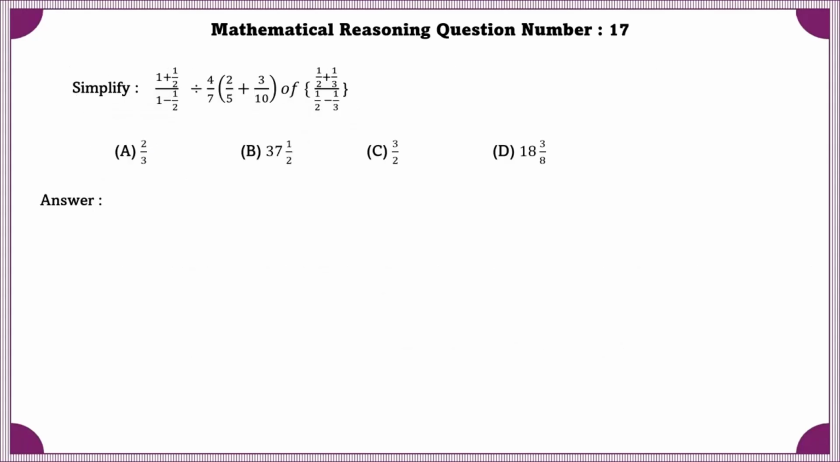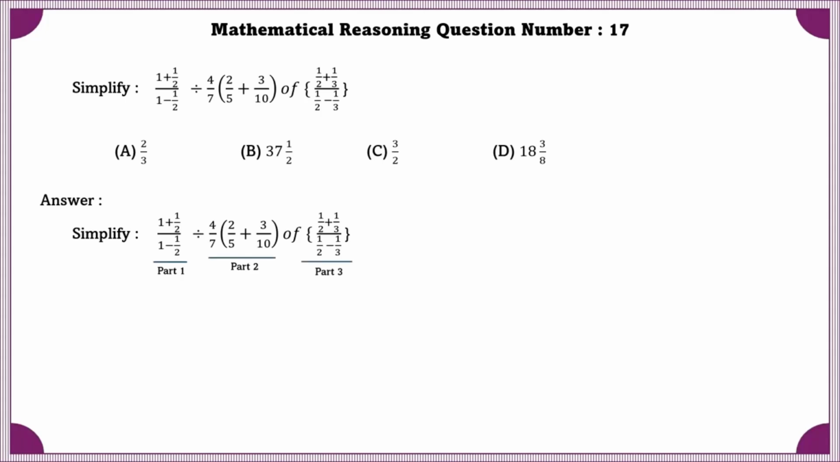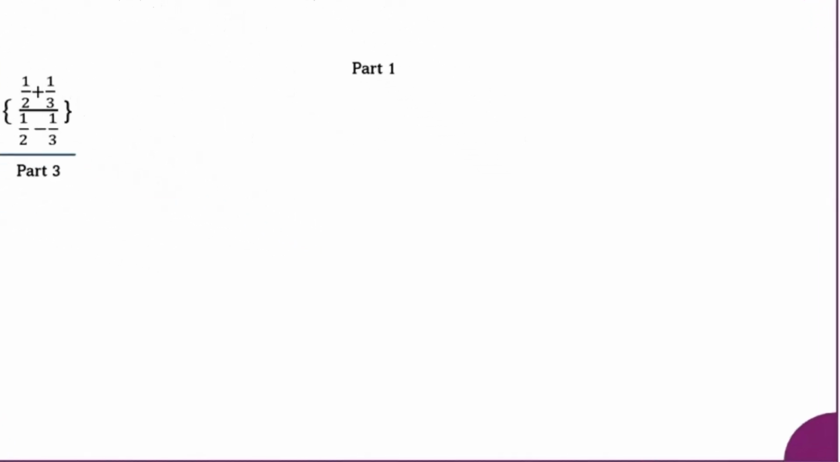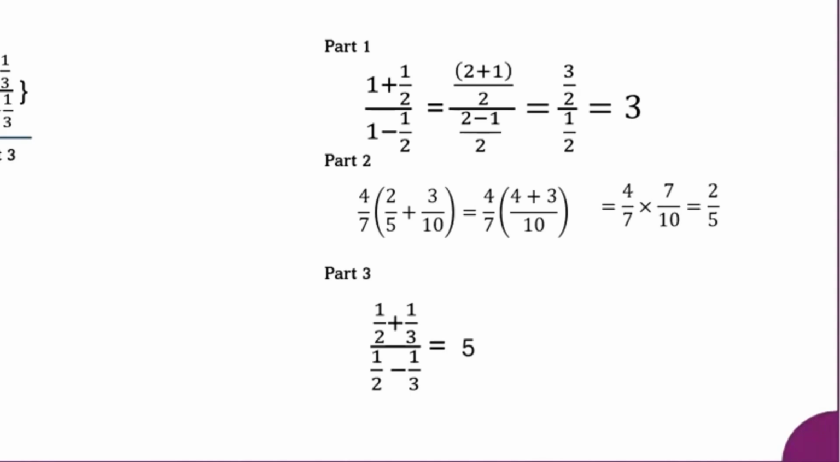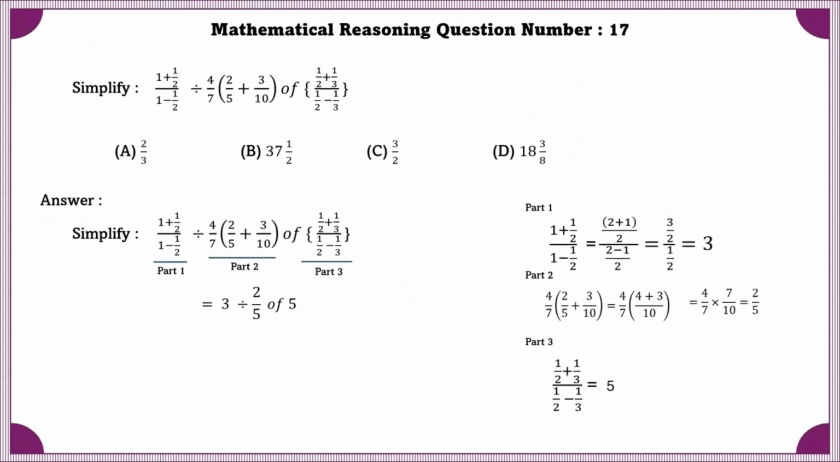Mathematics question number 17. Simplify. Even though this looks hard, it is quite simple. Let us break this problem into parts to make it simple: Part 1, Part 2 and Part 3. Let us solve Part 1 first. Solving it, we will get 3. Part 2, we will get 2 by 5. Part 3, we will get 5. Now putting all of this back into the equation, we will get 3 divided by 2 by 5 into 5, which is equal to 3 divided by 2. That is the C option.